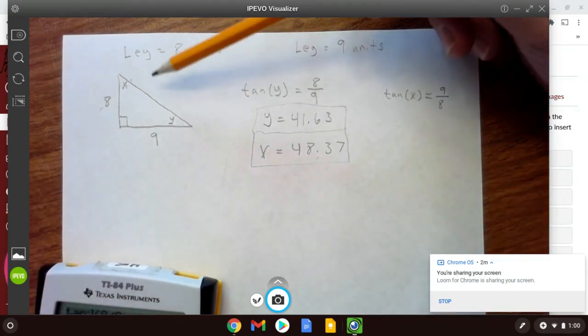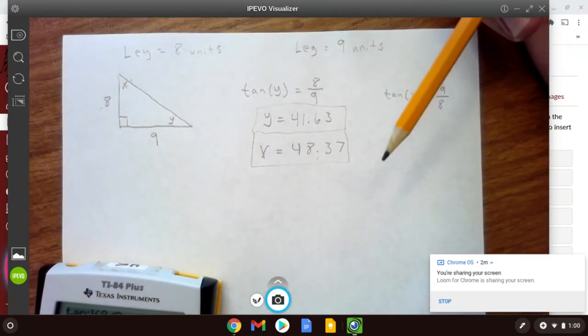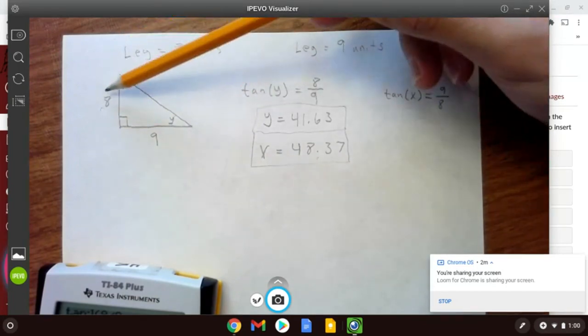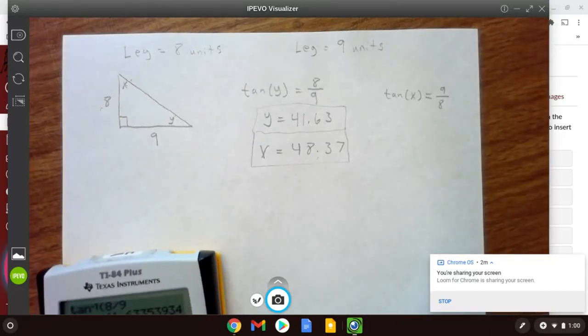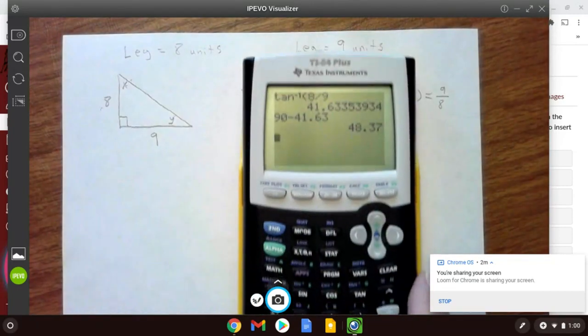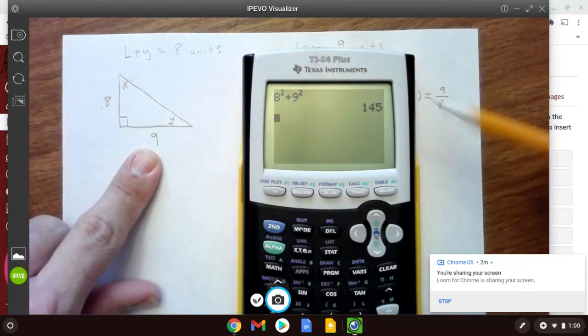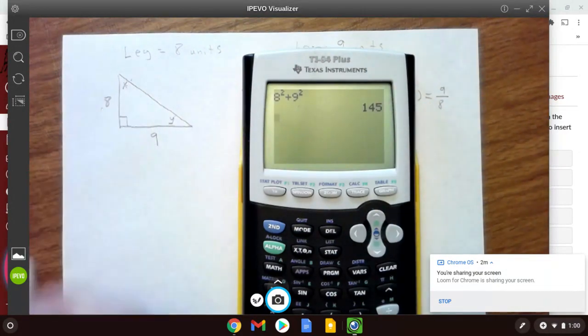All right, so one way that you could solve for the hypotenuse there is you could use a squared plus b squared equals c squared. I think I said that right. I don't know. All right, so 8 squared plus 9 squared, and then this would equal the square root of 145.